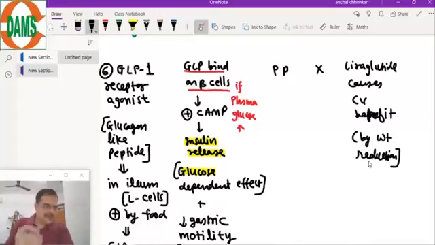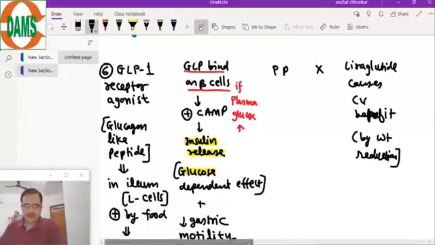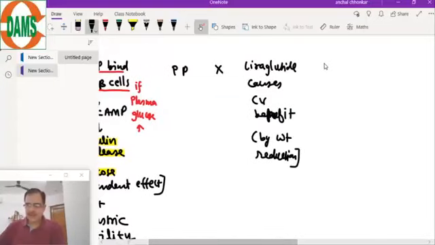Why glucose dependent? Remember the physiology of insulin release. When the glucose level increases, glucose will enter the cell and then it starts the pathway. That pathway will be helped by GLP. And then insulin will be released. Now, liraglutide causes the cardiovascular benefit by weight reduction, while the renal effect is neutral.